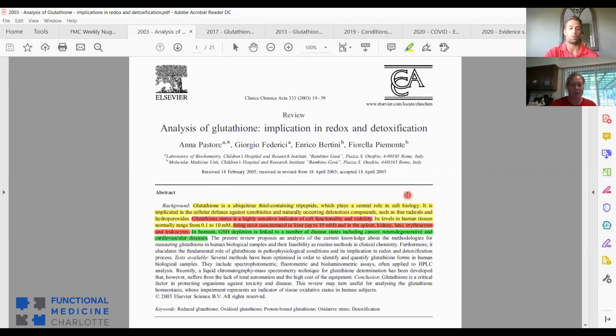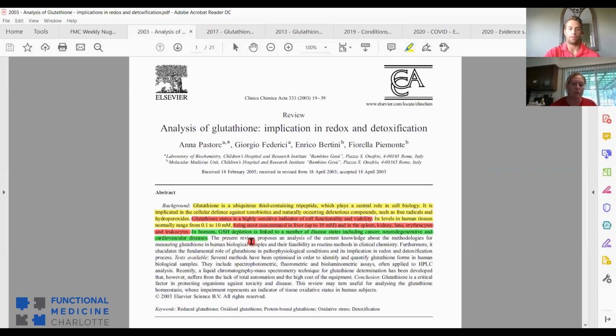Every cell in the body requires glutathione, as you'll learn right here in red. Glutathione status is a highly sensitive indicator of cell functionality and viability. So the more optimal glutathione status gives you optimal health from a cellular level. And since you're made up of trillions of cells, the more of your individual cells that have optimal glutathione status and are healthy, the more healthy you are as a whole organism. Its levels in humans range from 0.1 to 10 millimoles, being most concentrated in the liver, spleen, kidney, eyes, red blood cells, and white blood cells.